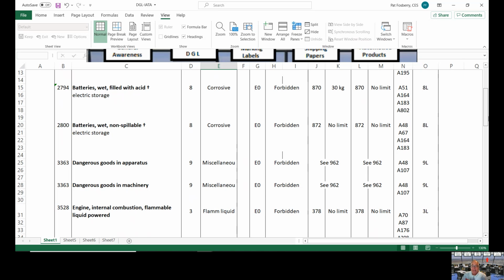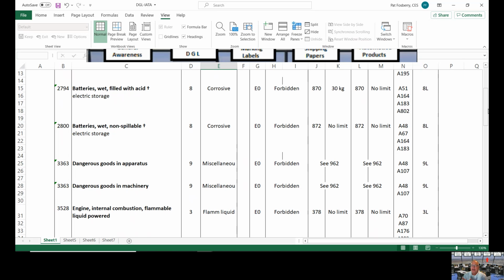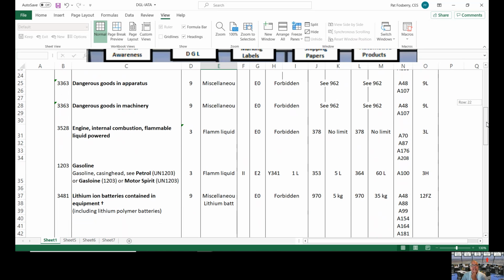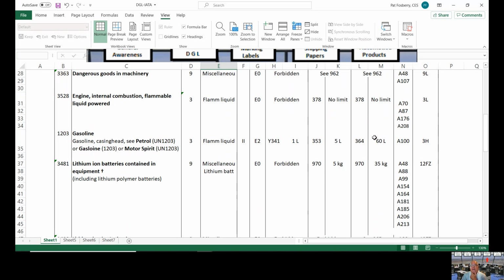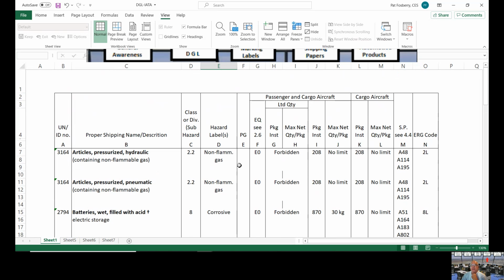It can be tricky, depends on how big the apparatus is and how many they are, how hazardous it is. More than likely you're not shipping a large amount that's already in an apparatus, unless the apparatus itself is really filled with some things. So engines, there are not any limits. Gasoline makes sense, 60 liters is the most that you can put on there. Again, these go in... no limit. The batteries, the maximum net on a passenger aircraft is 30 kilos.